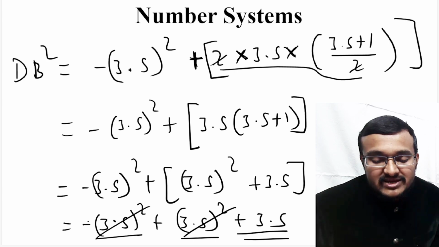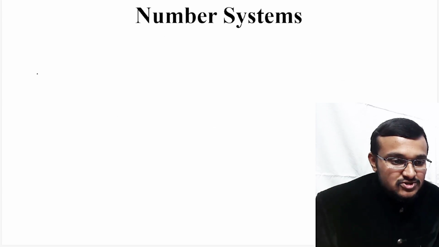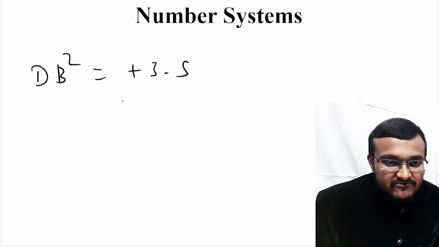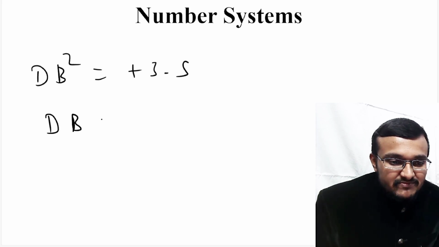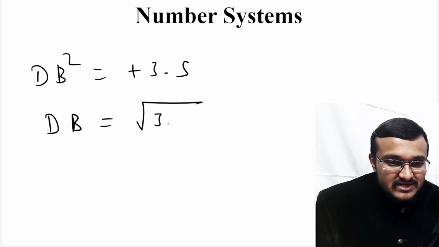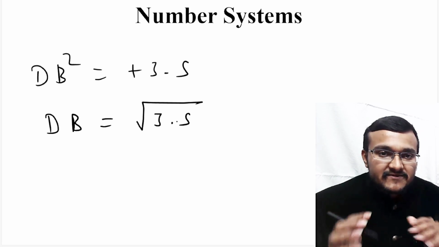So the only remaining answer is plus 3.5. So here dB square is equal to plus 3.5. So that means dB value is square root of 3.5.